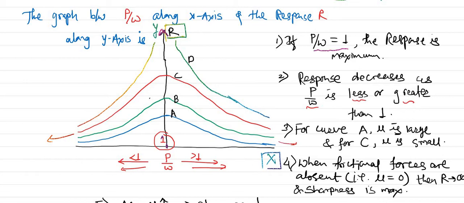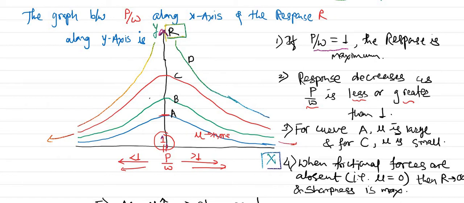Only when p by omega is exactly equal to 1, we will have the maximum value of response. Now for curve A, we can see this curve has less response. That means here the value of mu is more. Mu is greater. As we are talking about these three curves A, B, C.